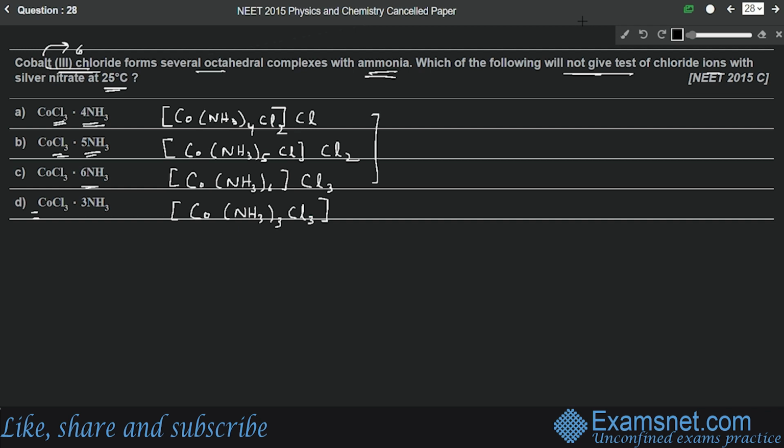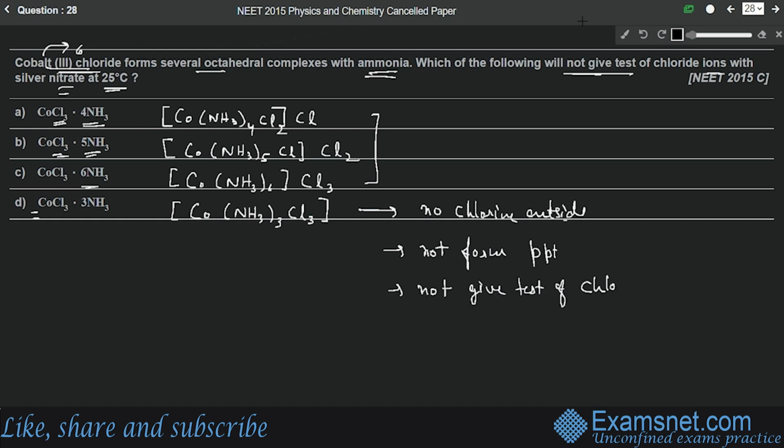So in the first 3, chlorine is present outside the coordination sphere. In the last one, no chlorine outside the coordination sphere. So if it reacts with silver nitrate, it will not give precipitate. It will not form precipitate, so it will not give the test of chloride ions. Option D will be the correct answer.